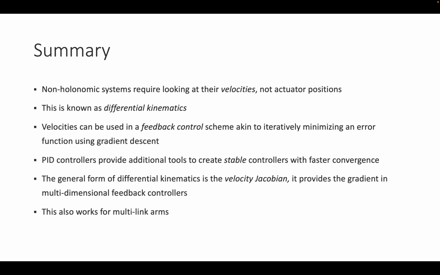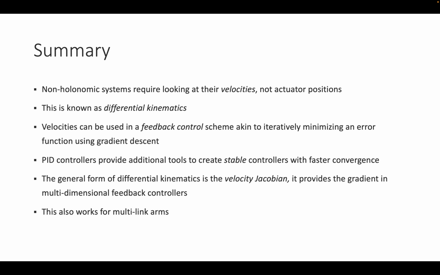So in summary, non-holonomic systems require looking at their velocities, not the actuator positions, which is known as differential kinematics. We can then use these velocities in a feedback control scheme, which is very similar to numerically minimizing an error of a function using what is called gradient descent. In particular, you will see the same behaviors when you do that as if you use a robot, namely overshooting and unstable behavior if you are trying to go too fast.